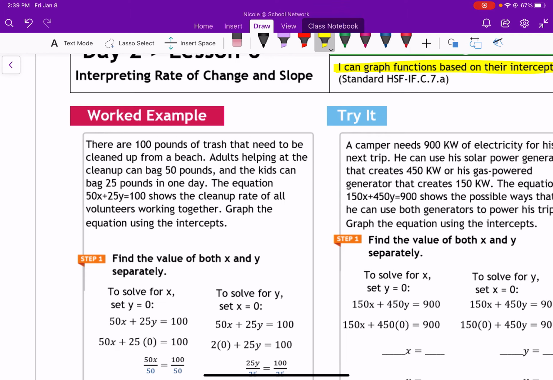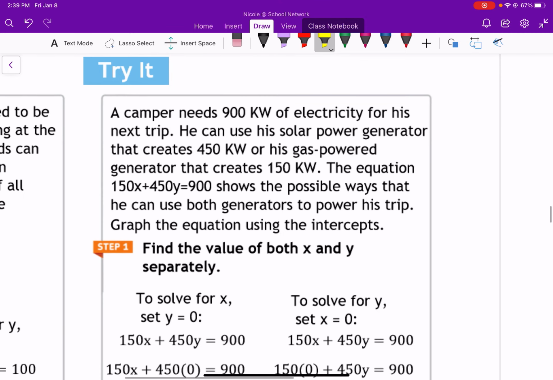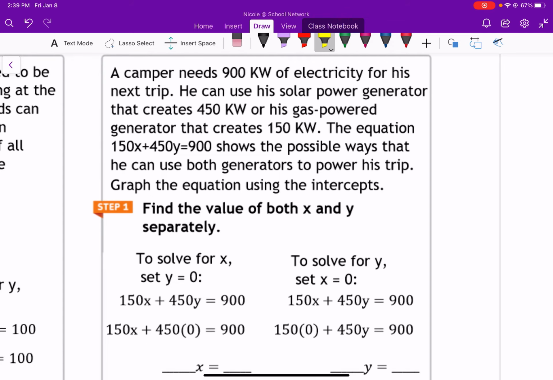Okay. So here, a camper needs 900 kilowatts of electricity for his next trip. He can use a solar power generator that creates 450 kilowatts or his gas power generator that creates 150. The equation 150x plus 450y is equal to 900 shows the possible ways that he can use both his generators to power his trip. Graph the equation using the intercepts.